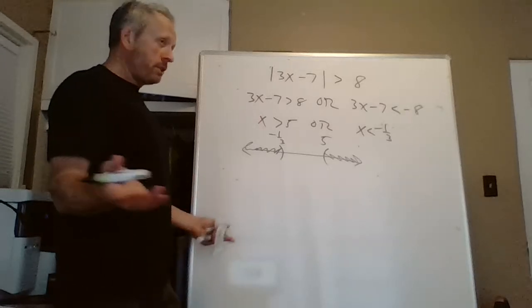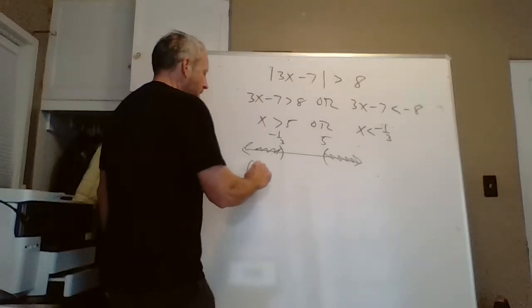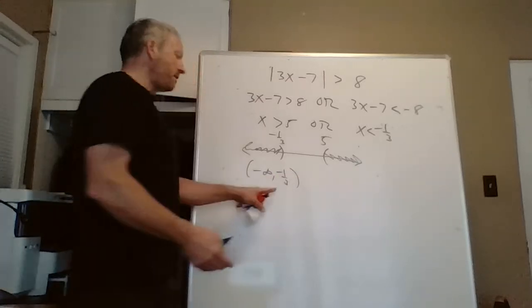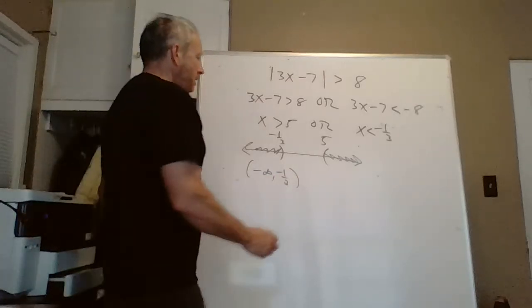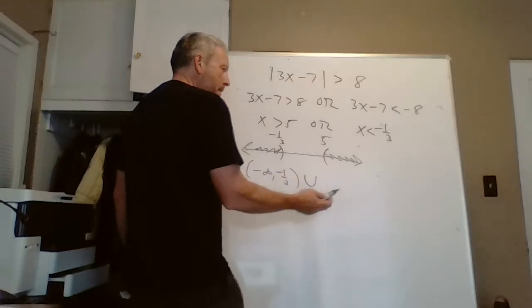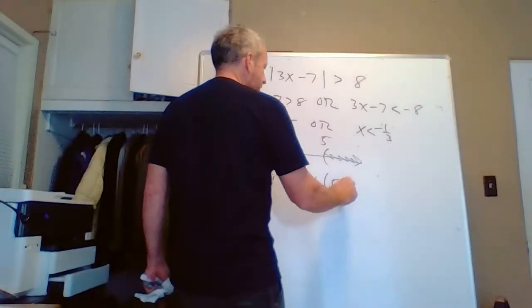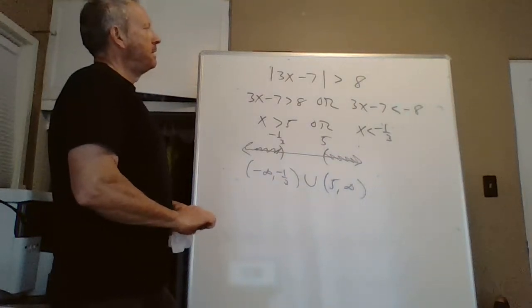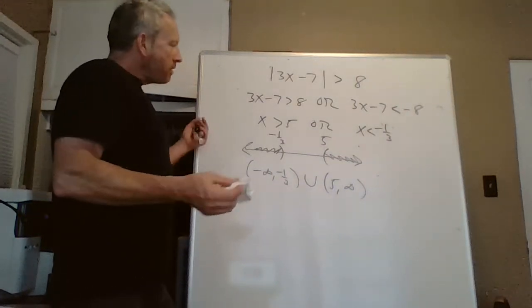Now, interval notation is a little more interesting here. Negative infinity to negative 1/3. That's everything to the left of negative 1/3. Together with, so union, together with everything greater than 5. So these are kind of nice problems.